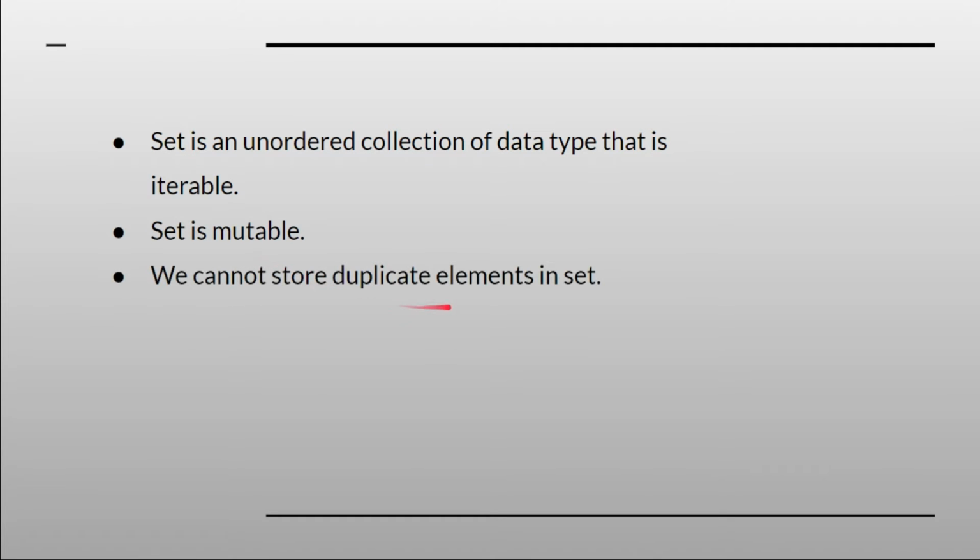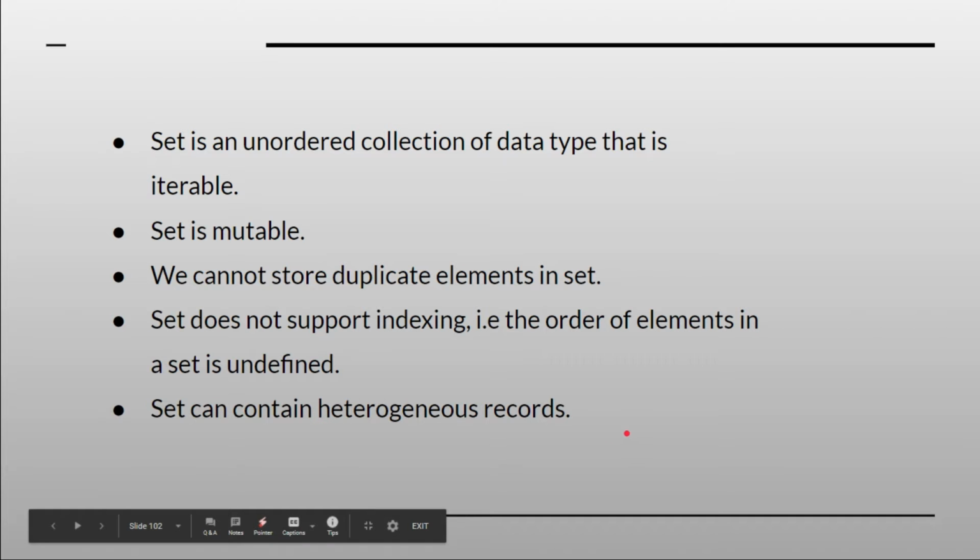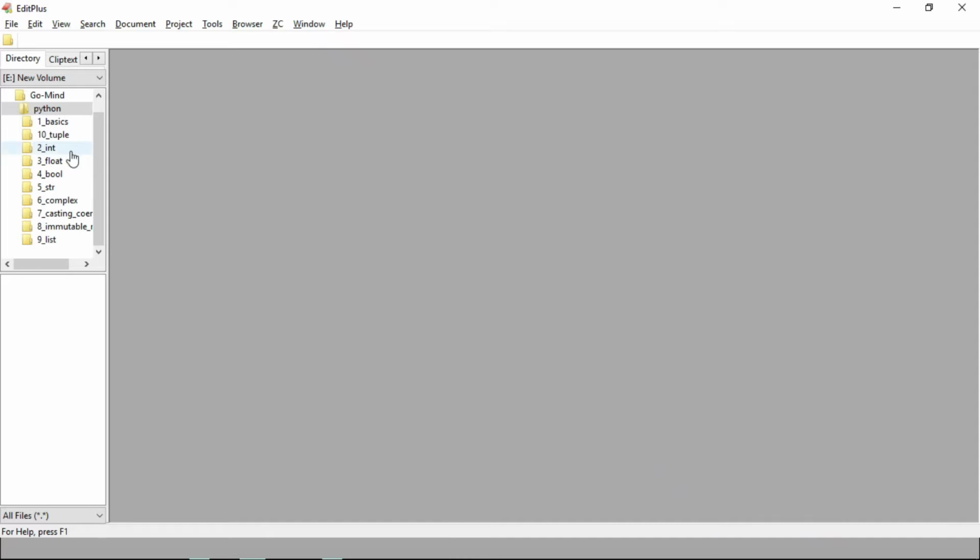Set is an unordered collection of data that is iterable. Set is mutable. We cannot store duplicate elements in a set. Set does not support indexing, that is, the order of elements in a set is undefined. Set can contain heterogeneous records. Let's see this in code.